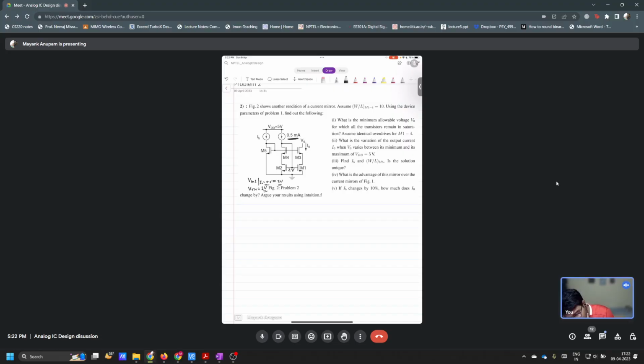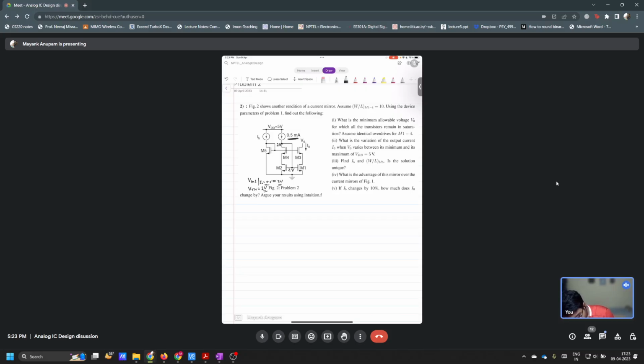So what should be this voltage? 2 volts. Fine. This should also be 2 volts. Fine.